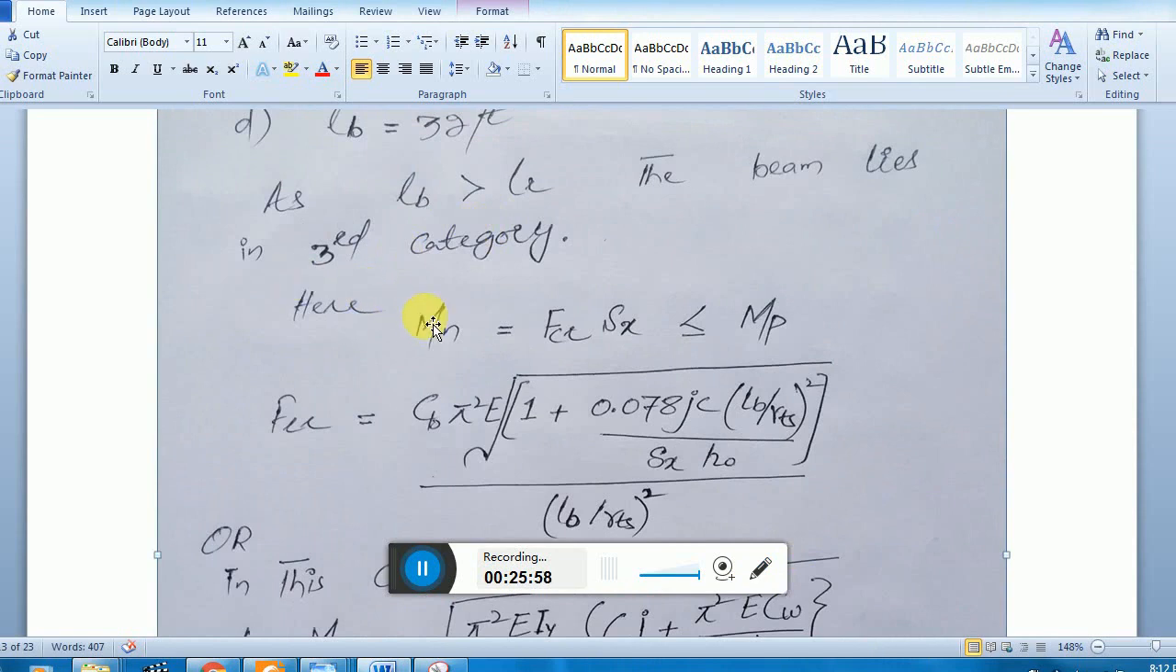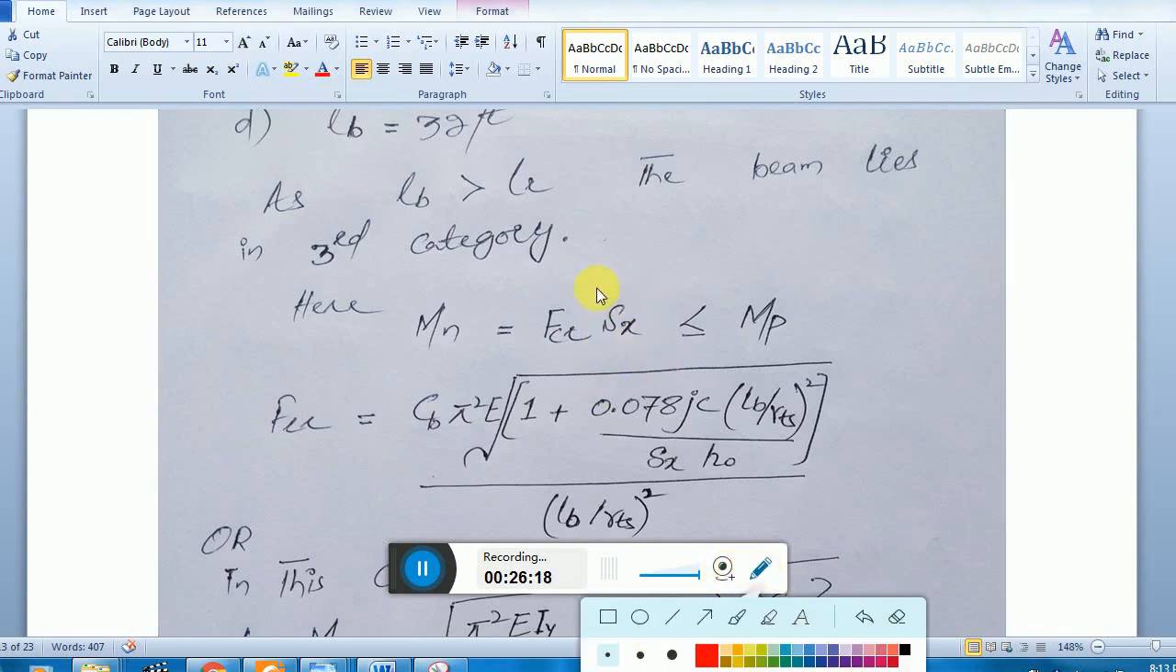Now here we need to calculate Fcr, but remember, here we are in the elastic region. Zone 3 is the elastic region, and when we are in the elastic region, we have to multiply by Sx, not Zx. Remember this point. This point is very important. Okay, we have to use it right now. We can't use Zx because we are in the elastic zone. Now we need to calculate Fcr, but remember this criterion should be satisfied: your value should be lower than Mp.